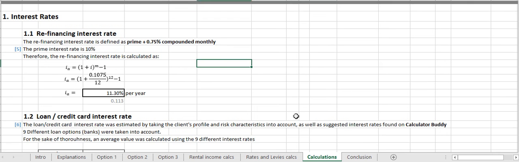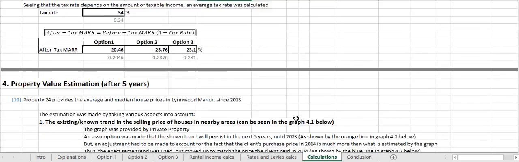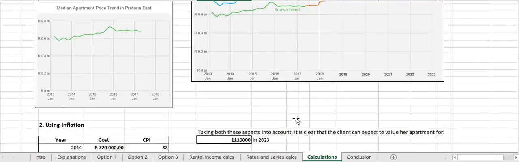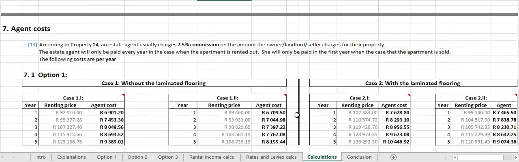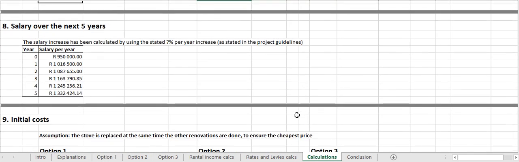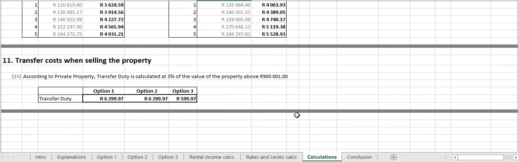All relevant calculations can be found in the calculation sheet, such as depreciation, the MAR, property value estimation, capital gains tax, the annual routine maintenance, agent costs, salary over the next 5 years, initial costs, Airbnb service costs, and transfer costs when selling the property. All the assumptions are included in the calculations.